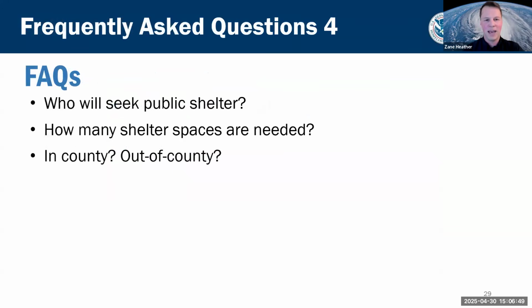All right, so we've talked about hazard analysis, understanding the hazard risk profile of a specific location. We've talked about the vulnerability analysis, which is essentially what populations and infrastructure reside within that hazard risk profile. We've talked about the behavioral analysis, how will those exposed populations react to a hurricane threat, as well as an evacuation order. And then now the next question is, what percentage of that evacuating population will seek public shelter? How many shelter spaces are needed?